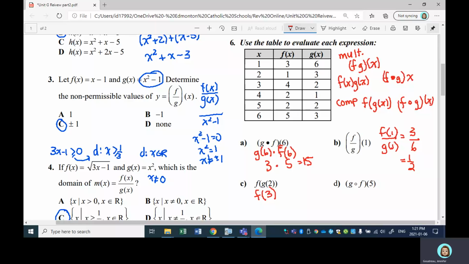f at 3 is 4. So our final answer here would be 4. This is also implying a composite because we have that open dot. This is the opposite though.